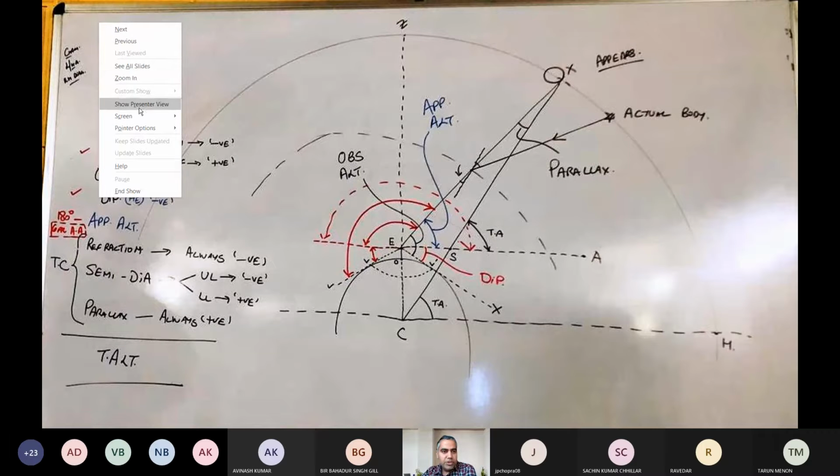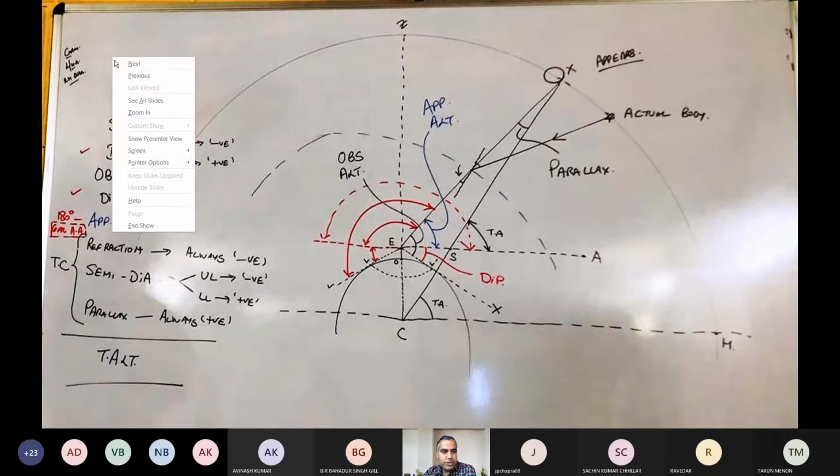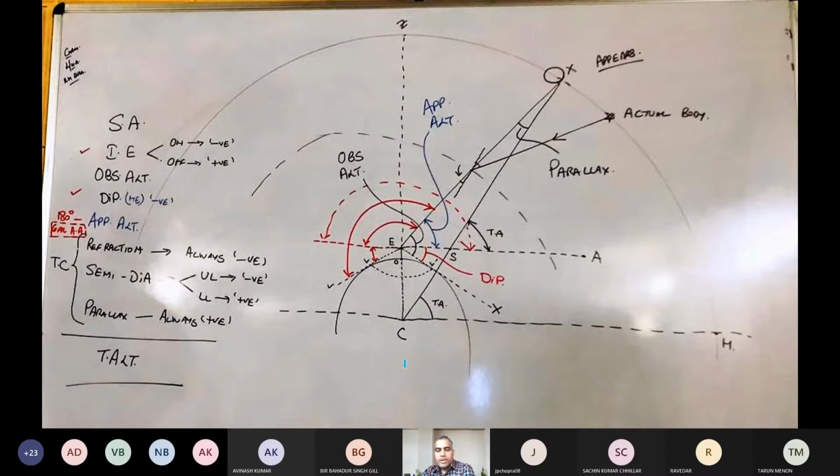Okay beta, so let's see, the things that I have just explained to you, I will show you all those things here in the diagram. This C point which you are seeing here is the center of the earth as well as the center of the celestial sphere. The smaller sphere you are seeing is the earth, and the big sphere is the celestial sphere.